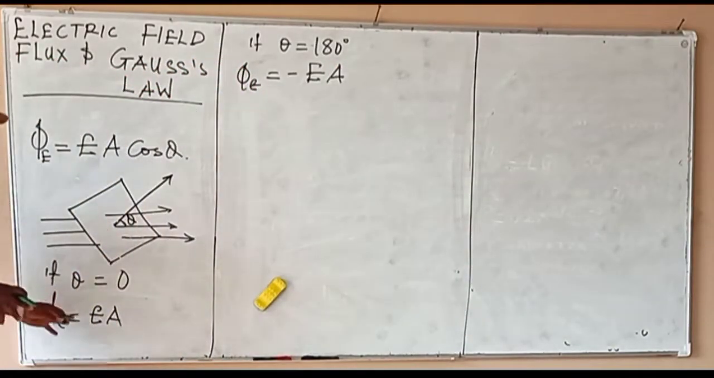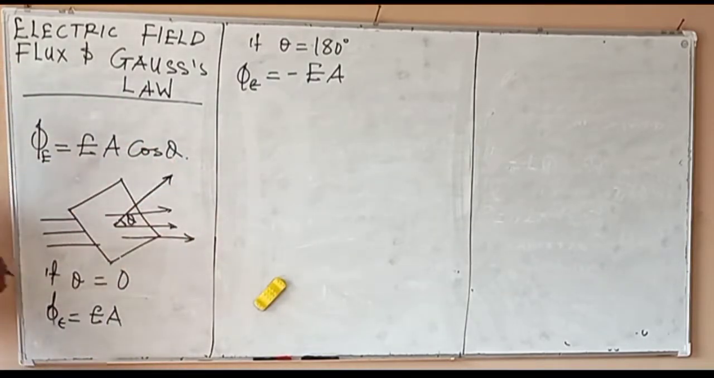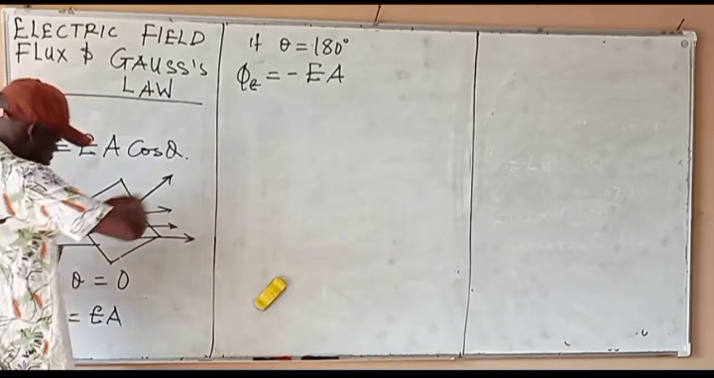Then, if our flux is positive, it means the field lines are outward. If they are negative, it means they are inward. Take note of that. If electric field flux is positive, it means it is coming outward. If it's negative, it means it's coming inward.